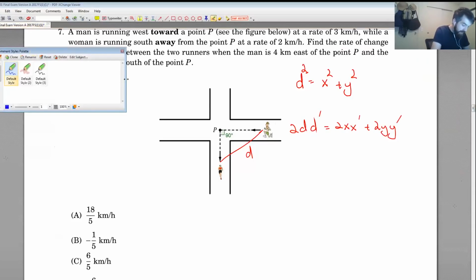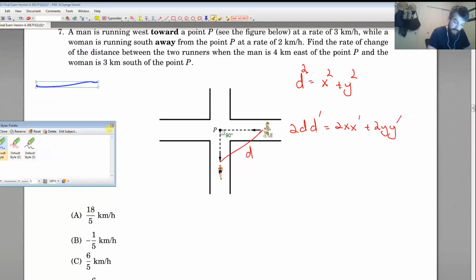If I wanted to figure this out where I actually plug in the values of x, so x, the man, is the 4, so that's 16. And then the y is 3 squared, so that's 25. And so the d is going to be equal to 5.